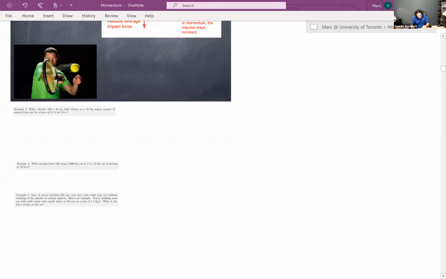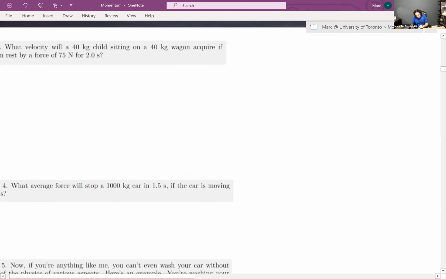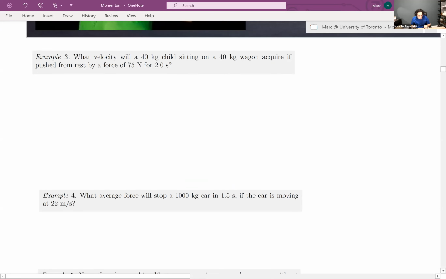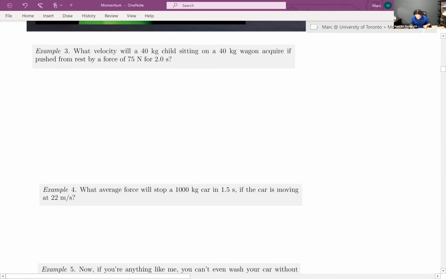Okay, we've done enough talking. Let's just shut up now and do some questions. Let's get our hands down and dirty. So what velocity will a 40-kilogram child sitting on a 40-kilogram wagon, oh my God, that's a heavy wagon, acquire if pushed from rest by a force of 75 newtons for 2 seconds?